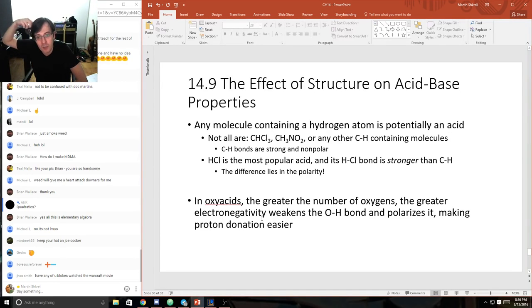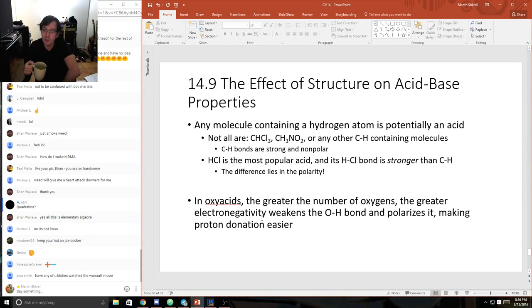Last thing, two last things we'll talk about, is the effect of structure on acid-base properties. So how does that work? Why do these things happen? And I love these really theoretical underpinnings of these dynamics. So interestingly, any molecule that has a hydrogen could be an acid, right? I mean, that's a good way to think about acids. But not all of them are.